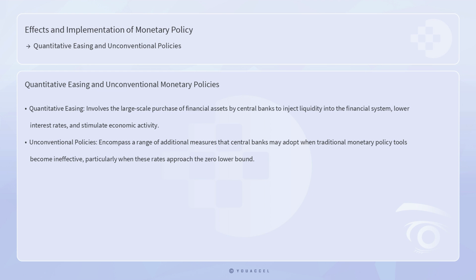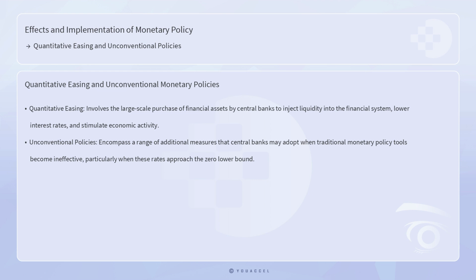Quantitative easing and unconventional monetary policies have gained prominence as tools employed by central banks to stabilize economies during periods of significant financial distress. Understanding their mechanisms, implications, and effectiveness is crucial for comprehending modern monetary policy's role in shaping economic outcomes. Quantitative easing involves the large-scale purchase of financial assets by central banks to inject liquidity into the financial system, lower interest rates, and stimulate economic activity.